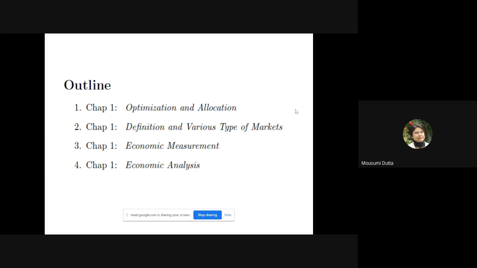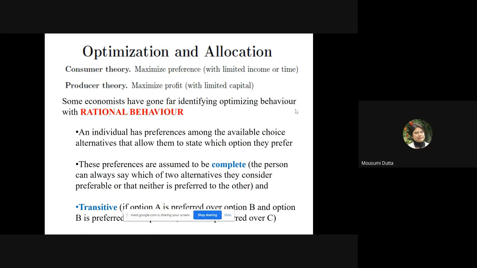Anyone else? So first, let's try to understand what is optimization and allocation. In the beginning, I mentioned that if it is possible, you can keep one differential calculus course, because we use that tool a lot in the context of economics. The basic tool which we use in microeconomics is the optimization principle.